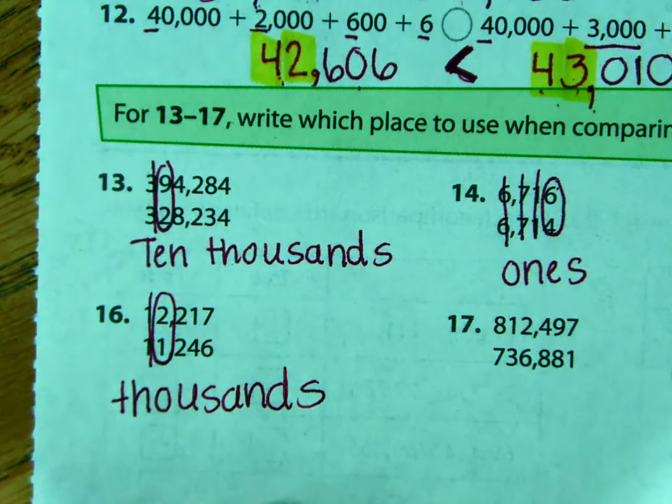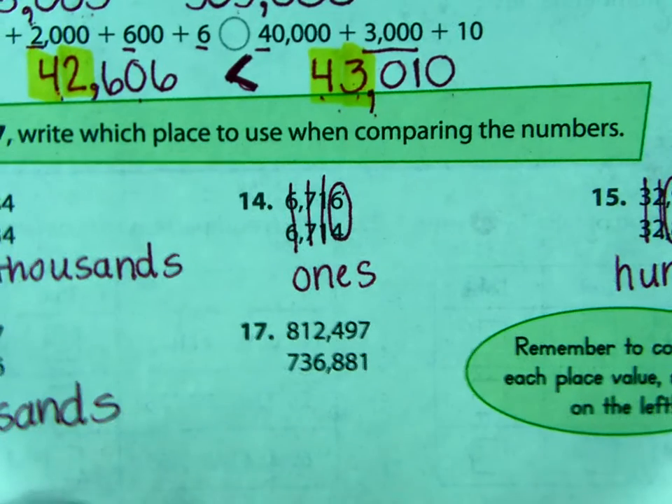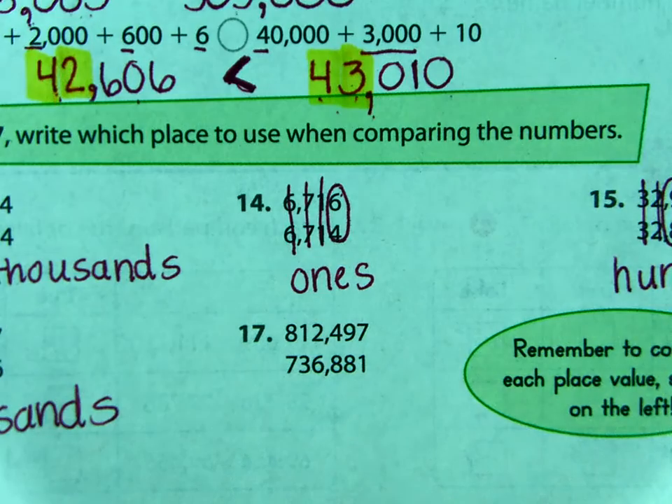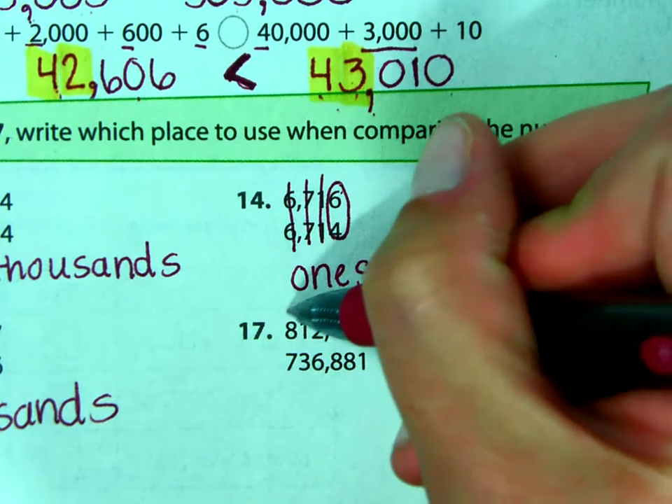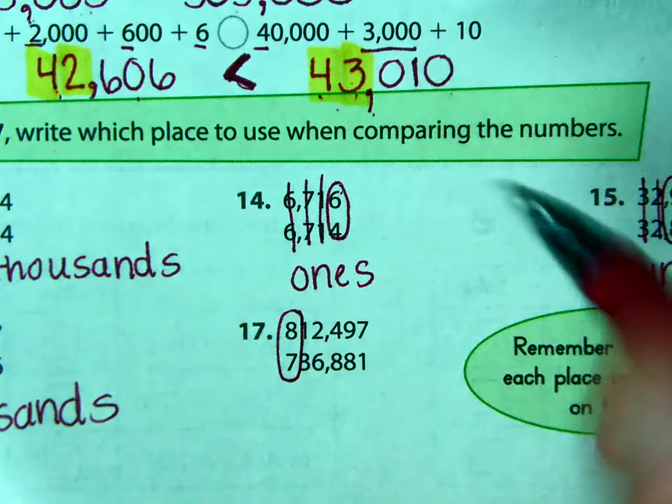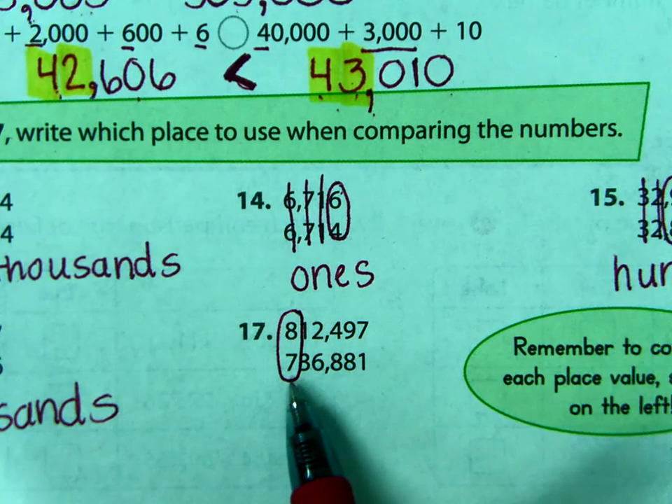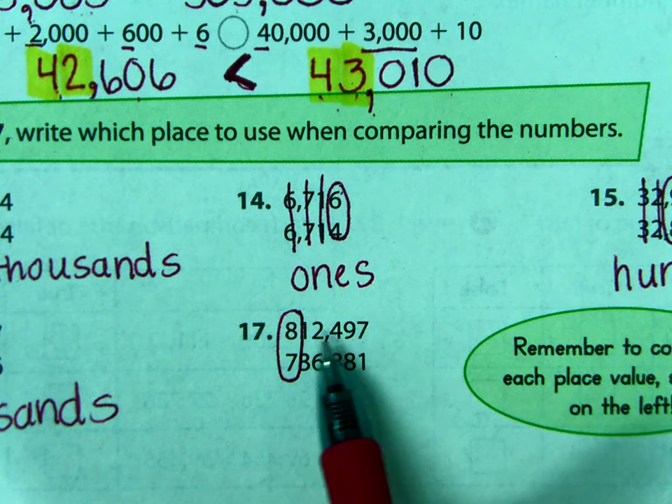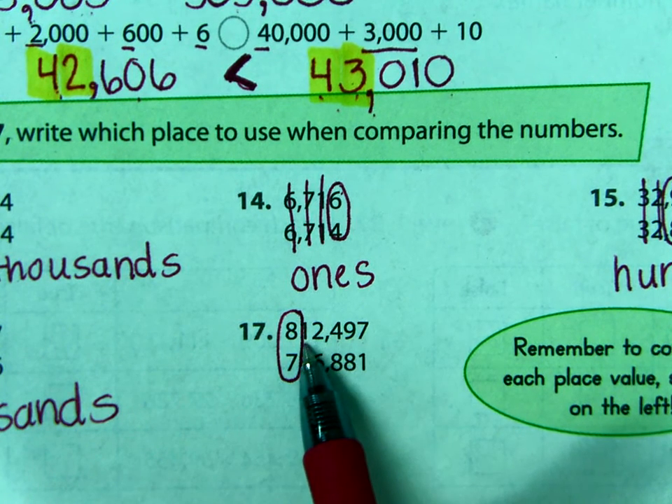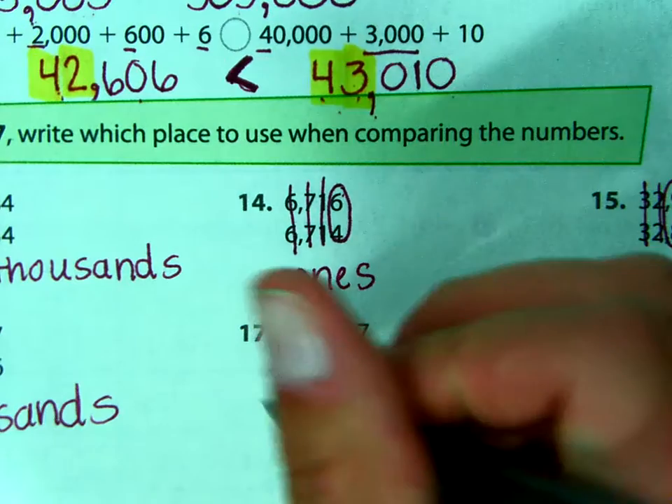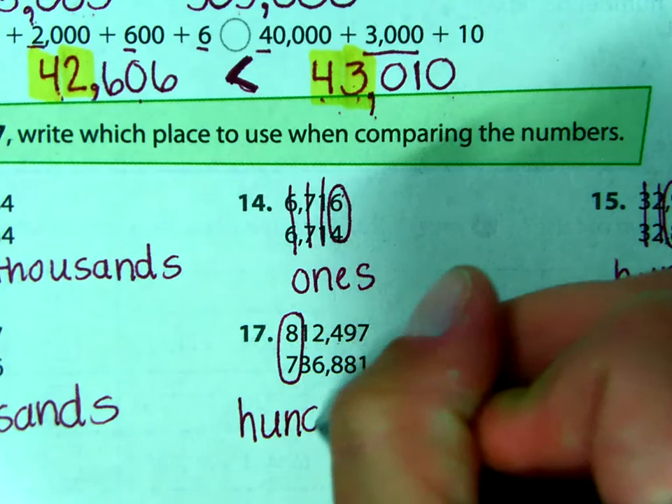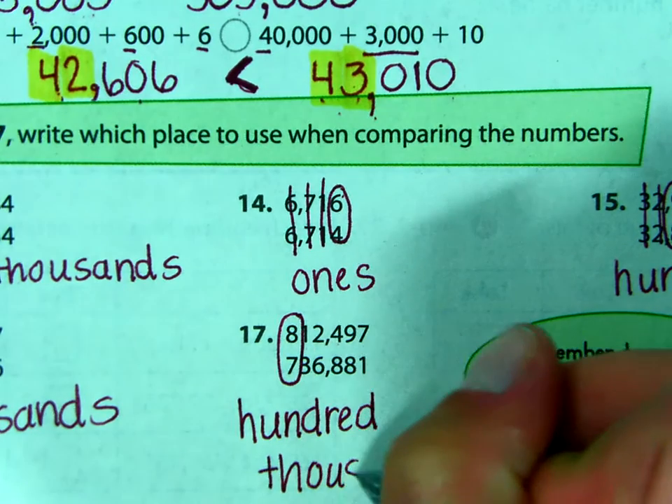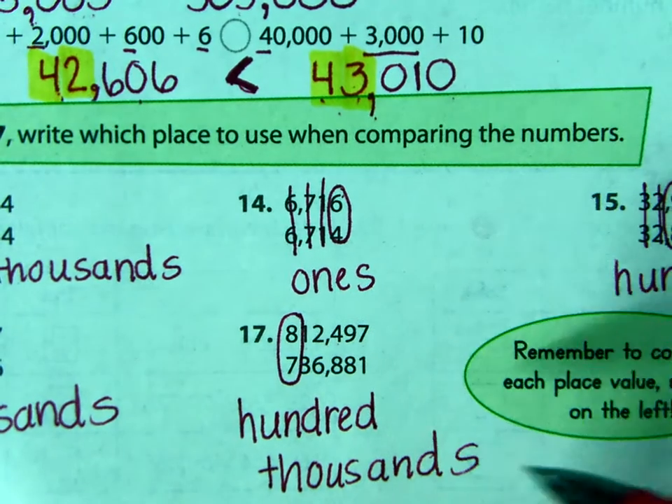Number 17. Let's look. Well, the very first set of numbers are different. I just need to know what place value this is. Well, ones, tens, hundreds. I know this is thousands, 10,000s, 100,000s. Excellent.